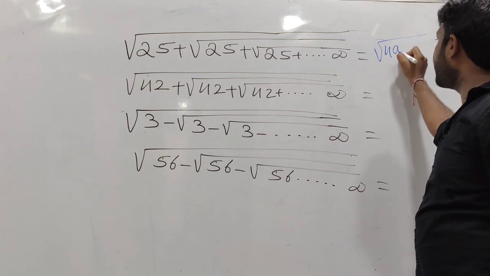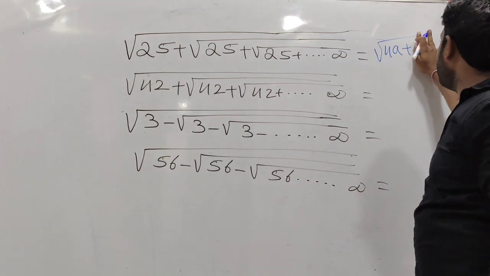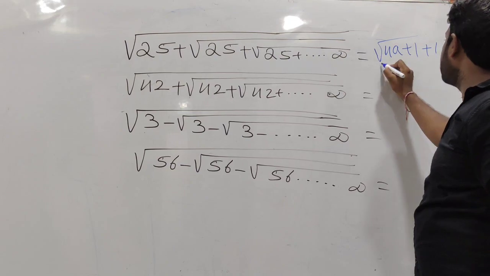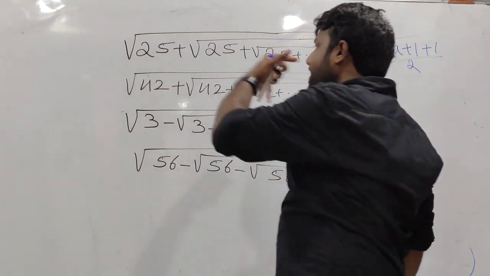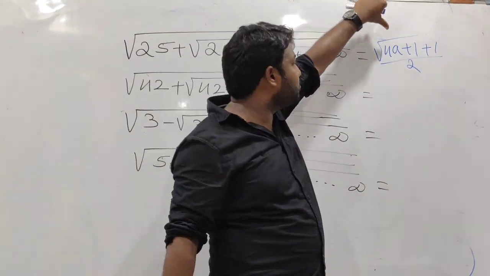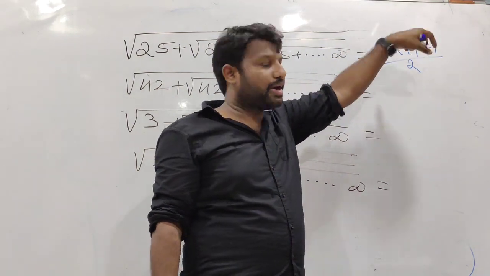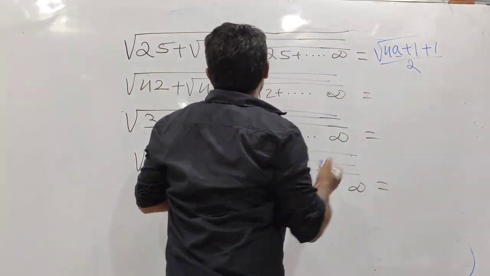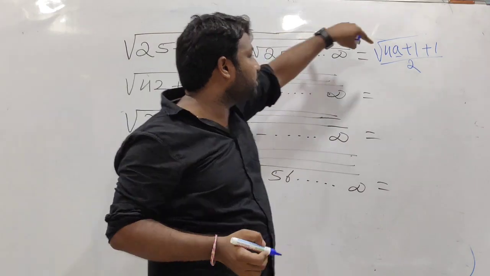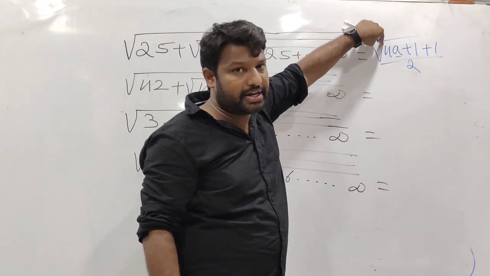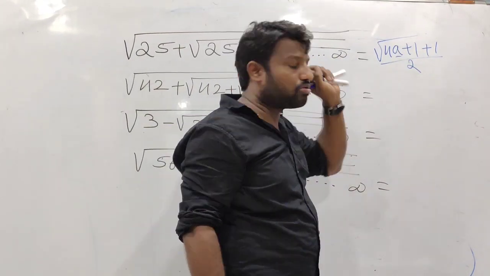Formula is root 4a plus 1 plus 1/2. Since all the signs are plus, the formula is root 4a plus 1 plus 1/2. Here the value of a is 25. 25 4s are 100. 100 plus 1 is 101, root 101.